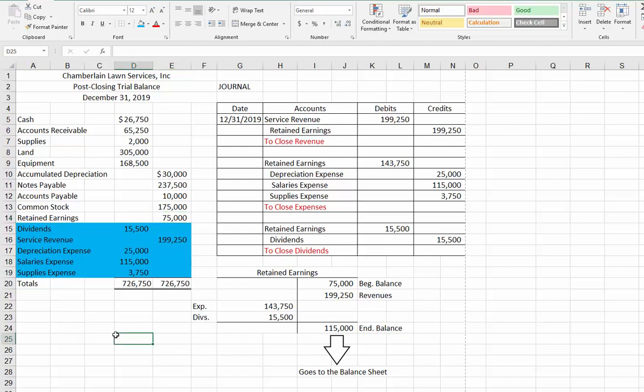Okay, all right, so that is an example of our closing entries. Remember, if you have more accounts, you're just going to do exactly the same thing, but you have to do it more times.